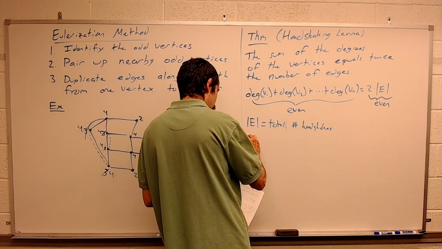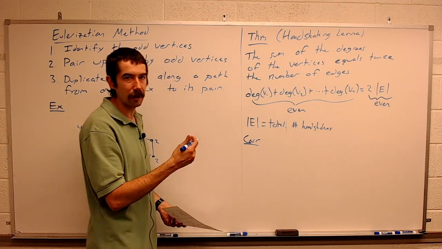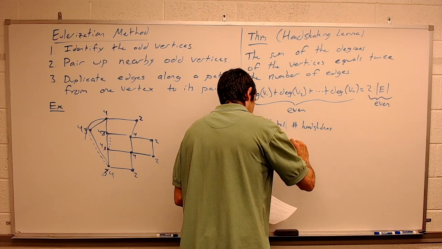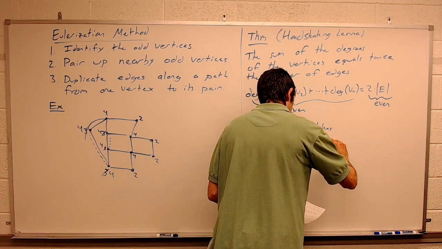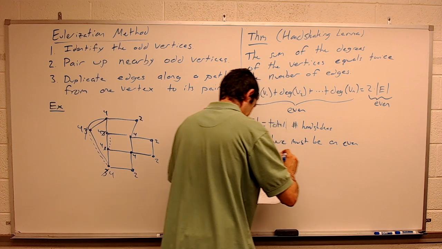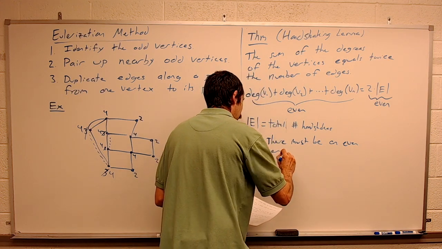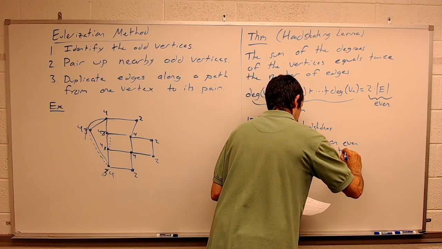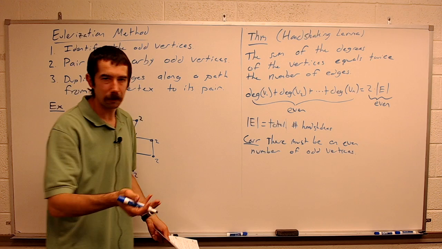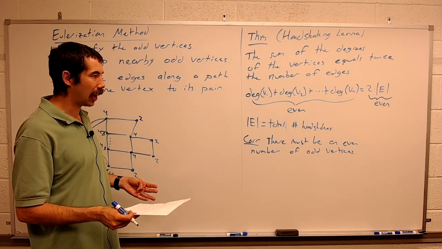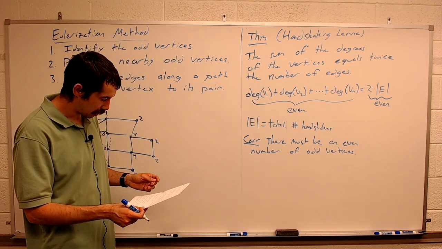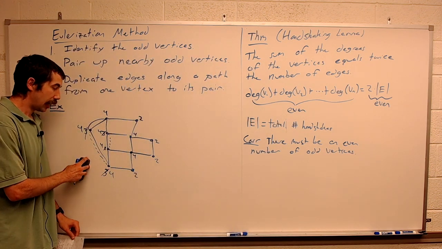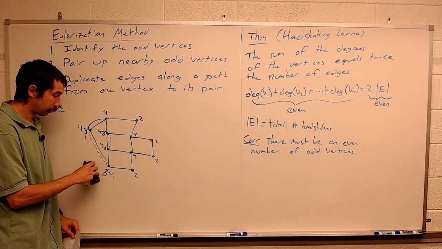So a corollary, cor means corollary. It follows immediately from the theorem. There must be an even number of odd vertices. Try it on your own. Just draw some graphs. See if you could make a graph with an odd number of odd vertices. It's impossible.